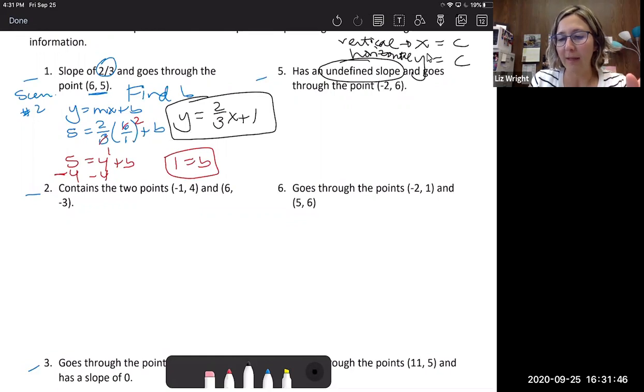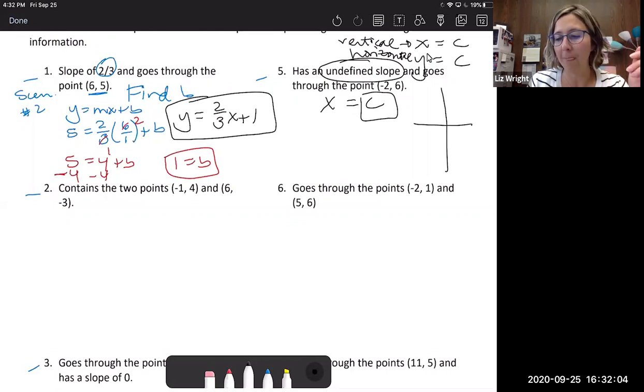So for the fact that it's an undefined slope, automatically we're going to write down x equals c. So there's no y equals mx plus b for this. Our equation is going to be x equals some constant. Well, how do we figure out this constant? Well, if we know that we have a vertical line, and it goes through the point (-2, 6), and it's a vertical line. Oops, I should be hitting that -2. There we go.